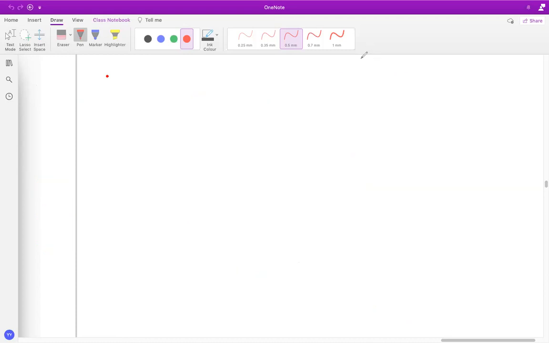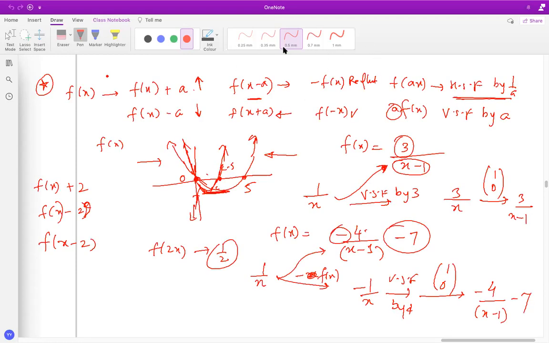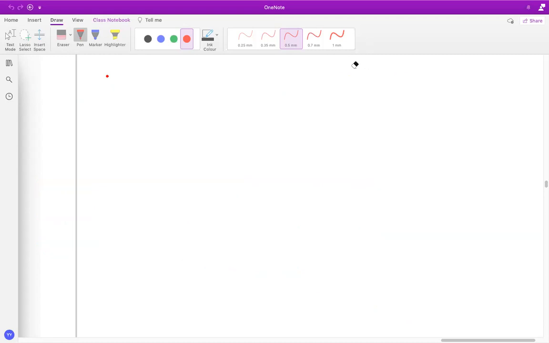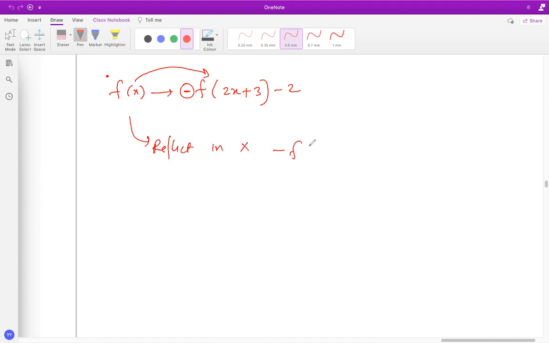Now let's just take some more challenging questions basically. So now let's say I have got a function, let's say f of x is given to us, and I want to transform the graph to negative f of 2x plus 3 minus 2. So what transformations basically map this function under this one? So the first thing that you do is that you reflect in x-axis. So reflect the graph in x-axis, and so you get negative of x.